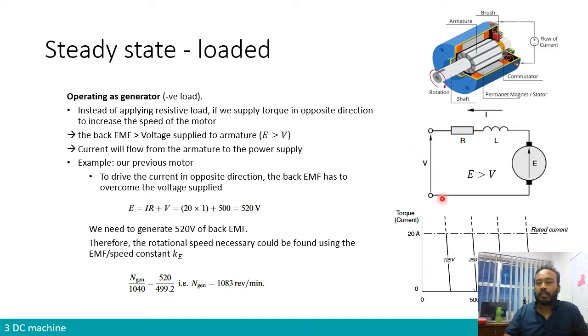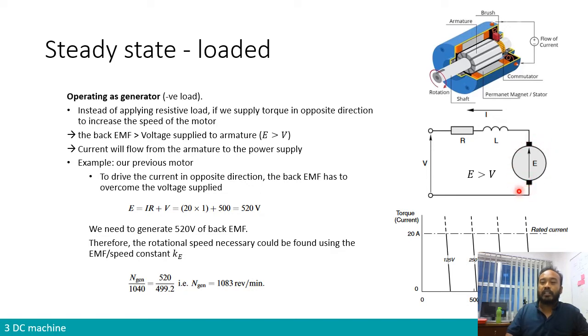Imagine this is a motor inside your electric vehicle. Now you are supplying the machine with a voltage of 500 volt and the rotor is rotating. Imagine that instead of cruising on a flat surface, you are now descending a hill, descending a slope. When you are descending a slope, your rotor will rotate faster than the speed that was supplied by the voltage V. So that is when you could obtain this minimal speed of 1083.